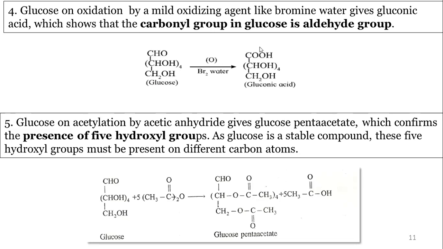The structure is not so important, but we have to remember the formula. What is the formula of gluconic acid? Such questions can be asked for 1 mark. Write the formula of gluconic acid. It is the same as glucose, but instead of CHO, we have to write COOH. The remaining structure is the same. So the carbonyl group is now confirmed. It is an aldehydic group.